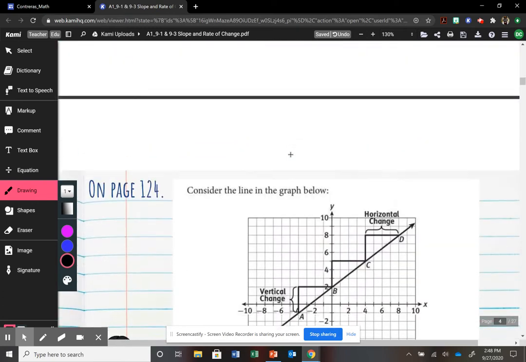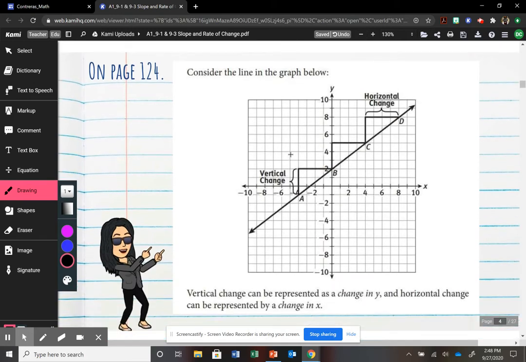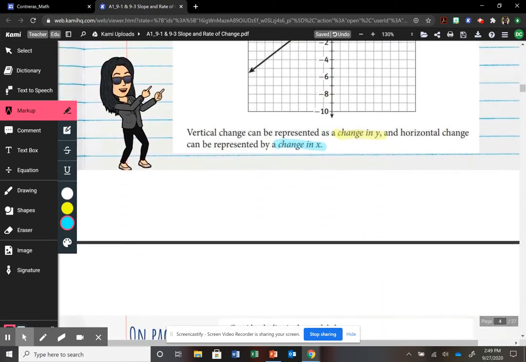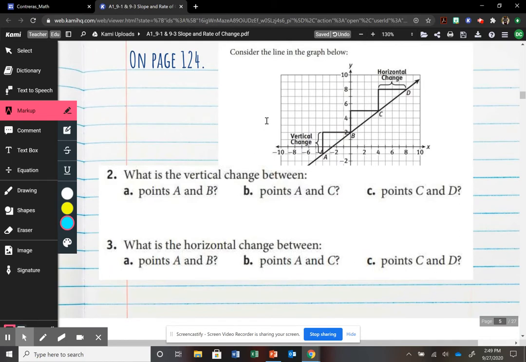All right, so this is on page 124. Consider the line in the graph below. Okay, so we have here our vertical change, which is the change in y, is these right here. And our horizontal change, which is our change in x, are these right here. Okay. So we're going to consider the line in the graph below to answer these questions.